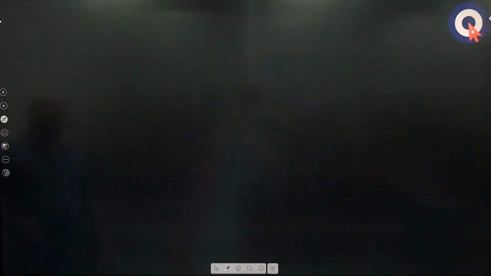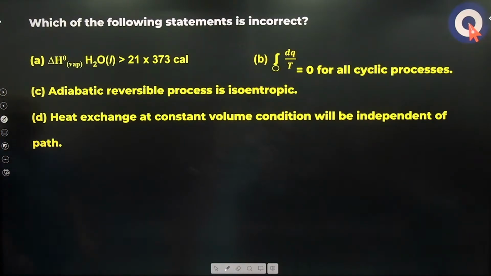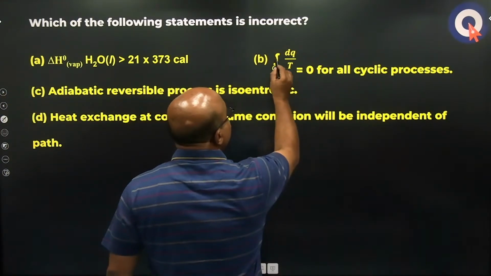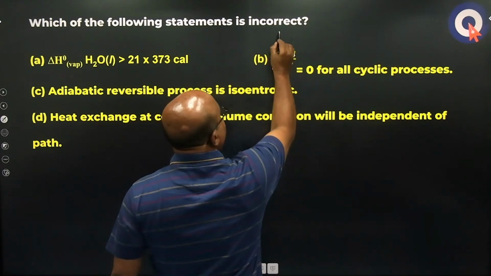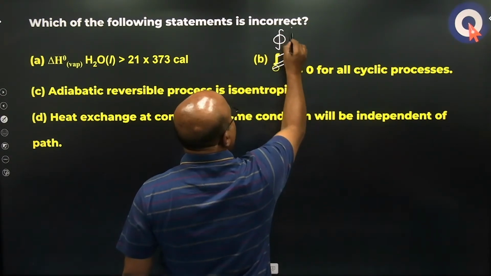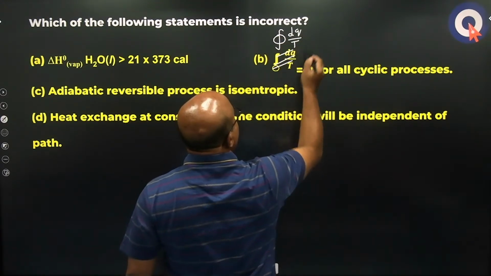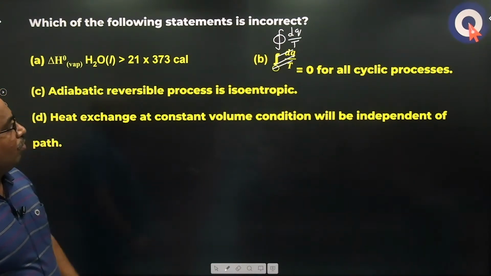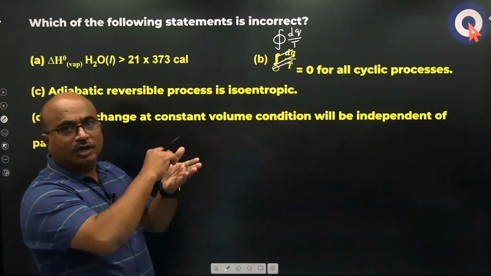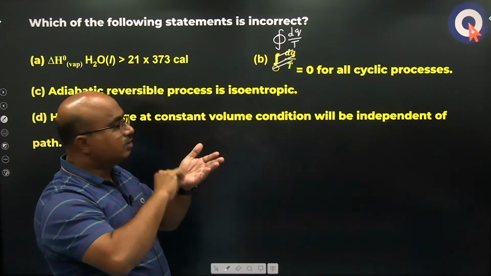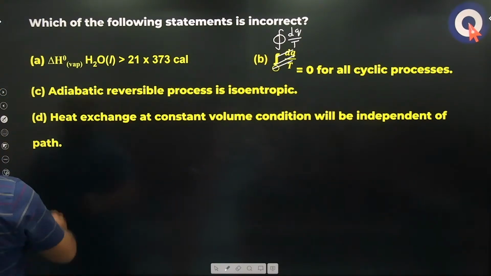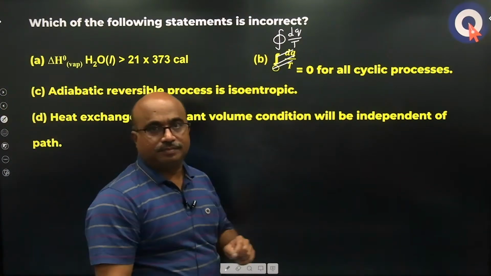Next, the space was given. So this part is it. We make it this. It's an integral of the circle, that is dq by T. That circle is somewhere there. So for the cyclic process, the integration, when we are surrounding it with the circle, is indicating the cyclic process. Which of the following statements is incorrect?